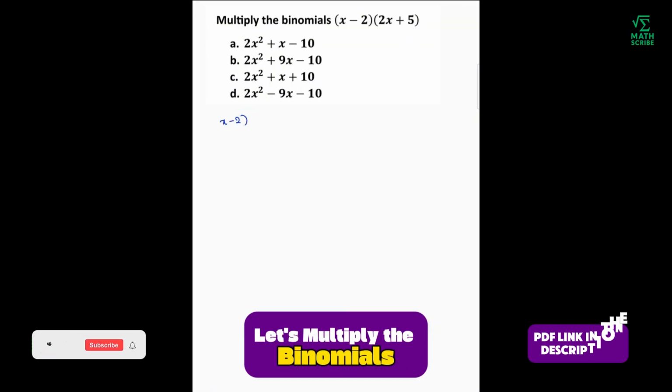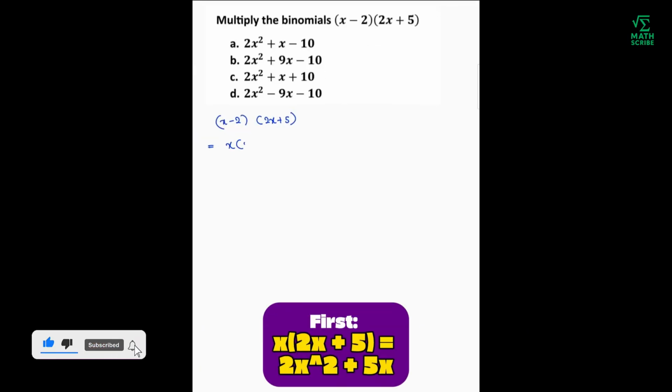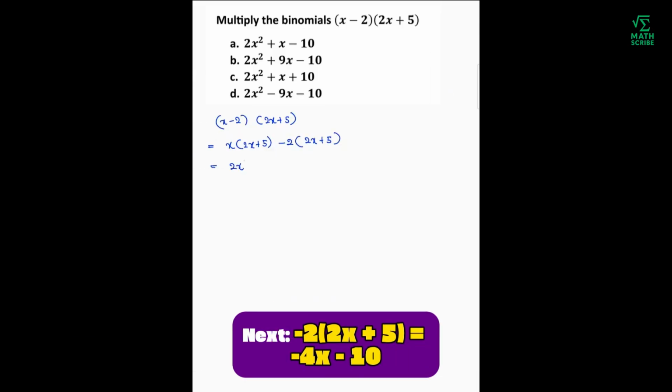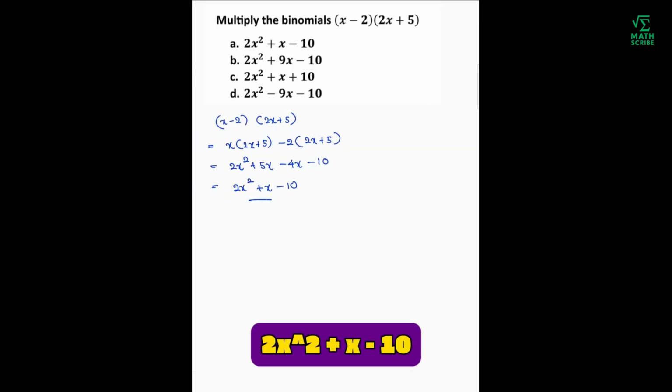Let's multiply the binomials. x minus 2 and 2x plus 5. First, x multiplied by 2x plus 5 equals 2x squared plus 5x. Next, minus 2 multiplied by 2x plus 5 equals minus 4x minus 10. Now combine everything. 2x squared plus x minus 10.